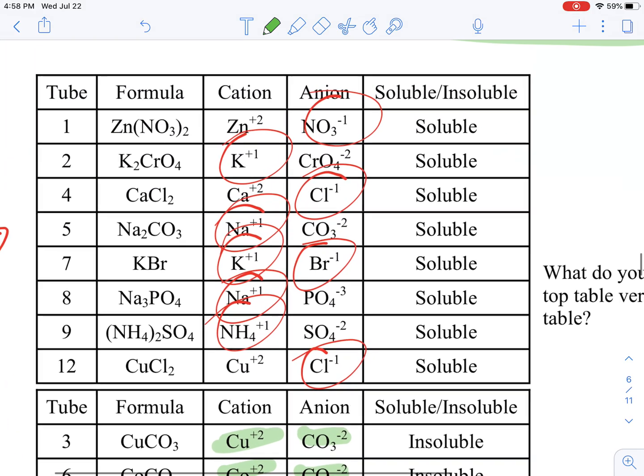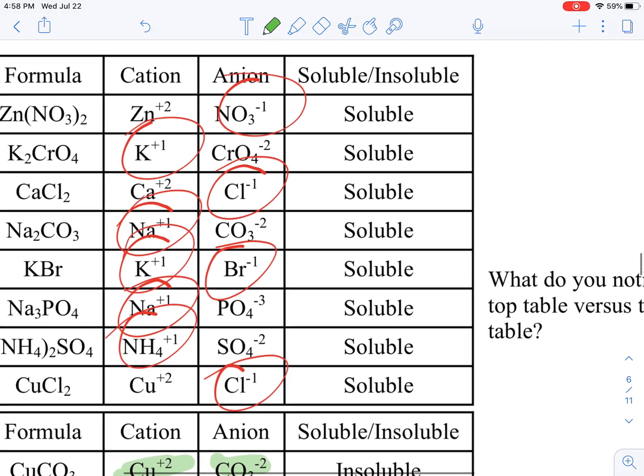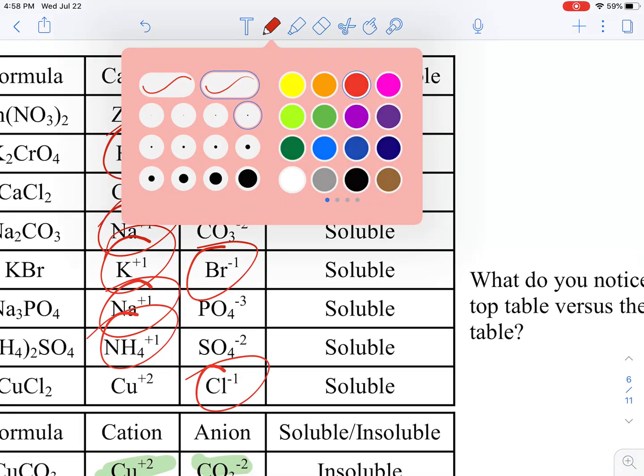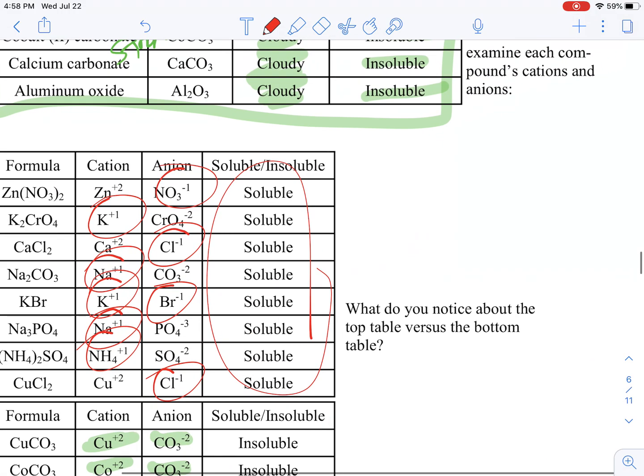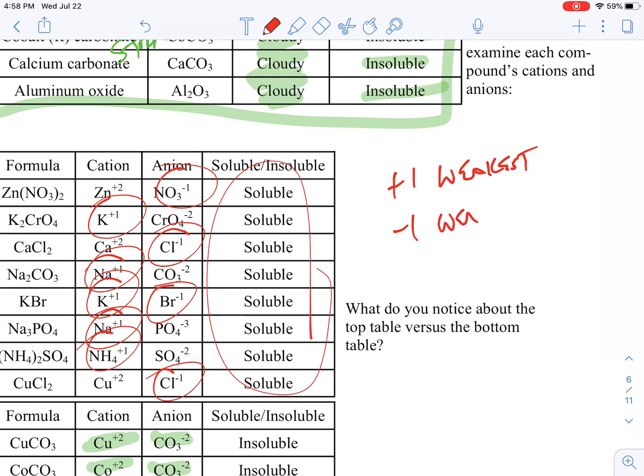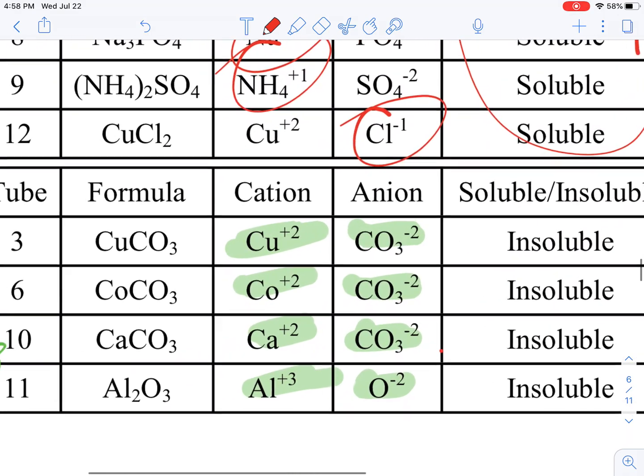So what does that tell you? The presence of a +1 or a -1 charge is most likely going to lead to the substance being soluble. Why? Because what is the weakest positive charge? +1. This is the weakest positive charge. What's the weakest negative charge? -1. That's the weakest negative charge. So generally speaking, if you've got a +1 charge or a -1 charge, you're probably going to be a weak crystal. And if you're a weak crystal, you're probably going to be soluble and therefore be ripped apart.